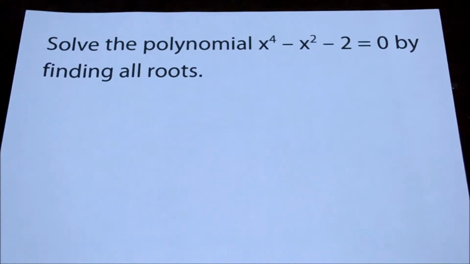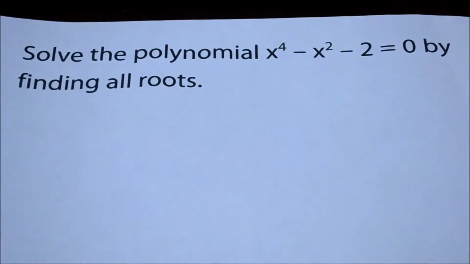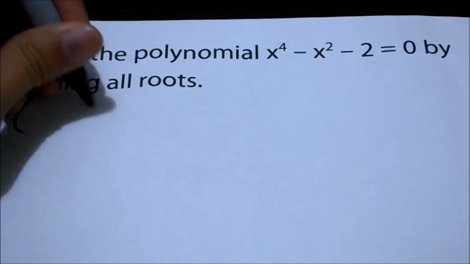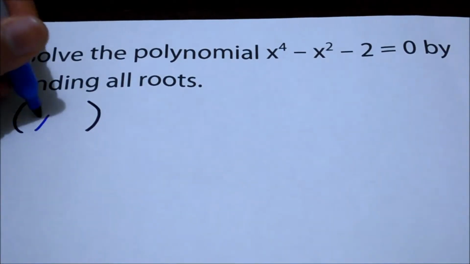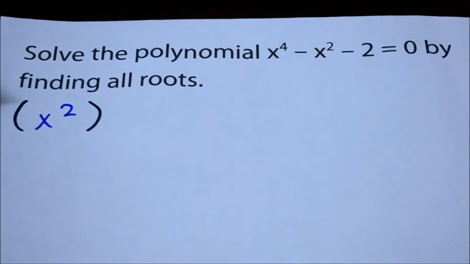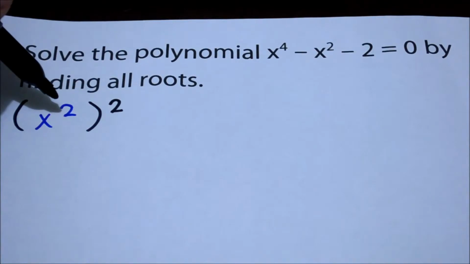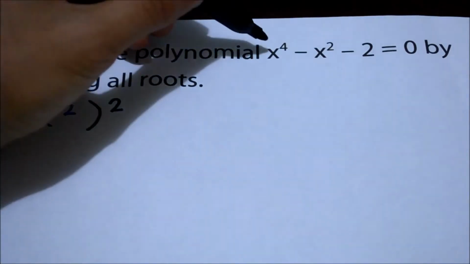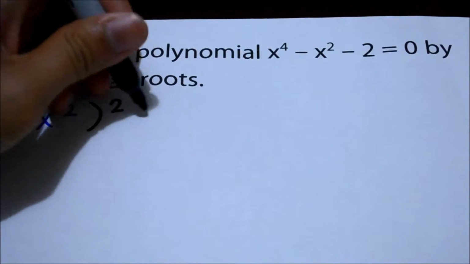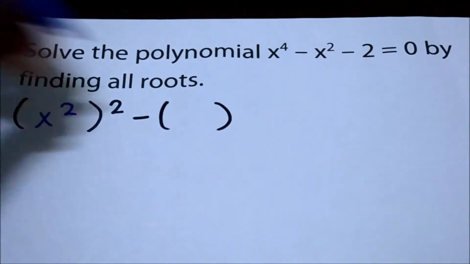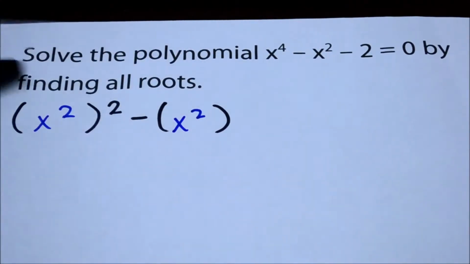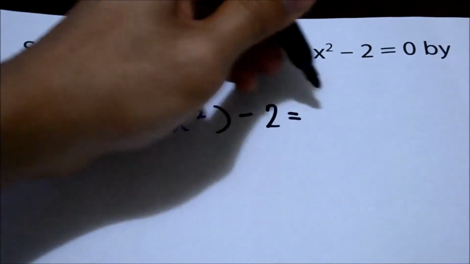To separate this polynomial into two sets of quadratic binomials, I am going to use one of the properties of exponents to separate x to the power of 4. So this will become parentheses x to the power of 2, raised to the power of 2. This is because if you were to multiply these two together, it will come back as x to the power of 4. Then minus parentheses x squared, and then minus 2 equals 0.